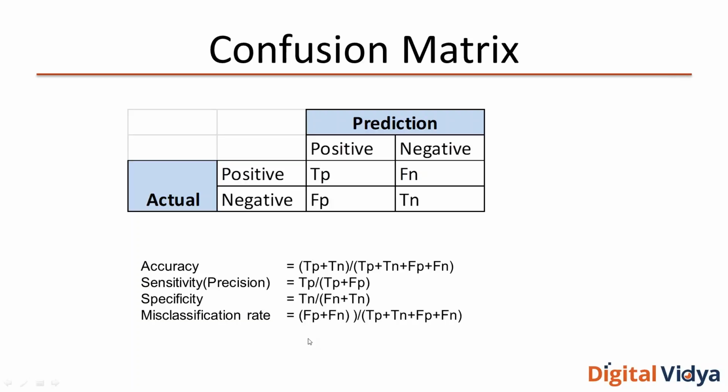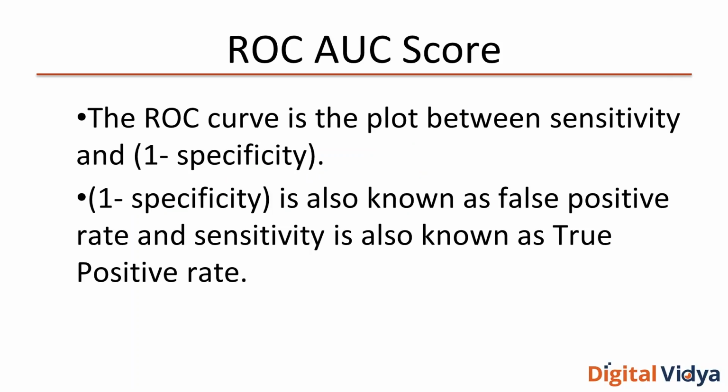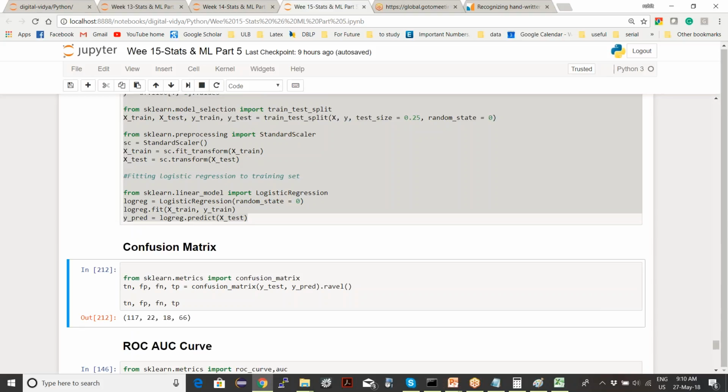So these are the four parameters you can calculate, and depending on the case, you can compare the models either just on accuracy, or on which is more sensitive, or which has a lower misclassification rate. So this is how the confusion matrix is used. Any questions here?